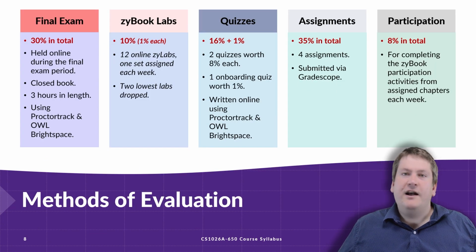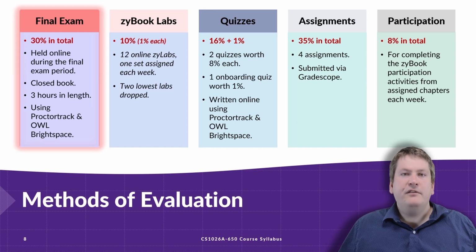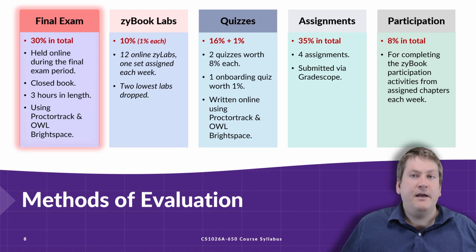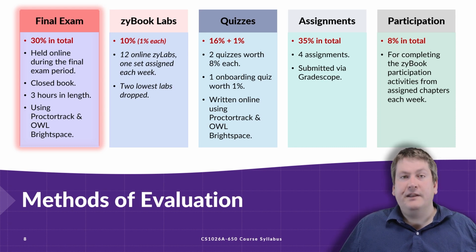Now on to what you have likely been waiting for, how you're going to be evaluated. This course will have an online final exam worth 30% of your final grade. It'll be closed book and 3 hours in length. This will be held during the final exam period and will use ProctorTrack and OWL Brightspace. To write the final exam, you must have completed the onboarding process at least 1 week before the final exam and have a working webcam and microphone. We'll talk more about the final exam closer to the date of the final exam.